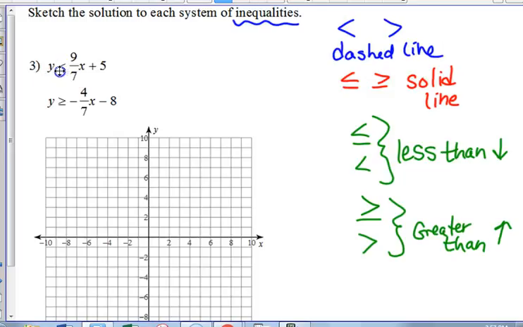This is a less than, so we're going to shade below the line, and it's going to be a dotted line because it doesn't have the or equal to. Now, if I start up at 5, how can I do a slope of 9/7 if I can't go up and to the right? Which would mean? Down 9 into the left. Right. It's kind of like making it a double negative, okay? Down 9 and back 7.